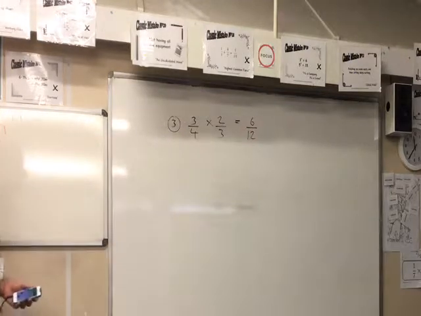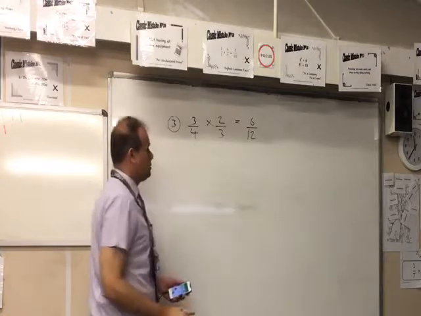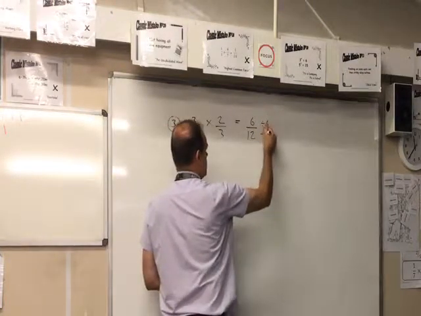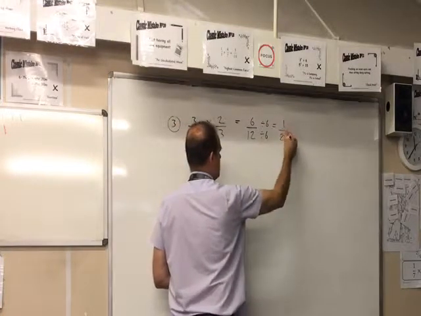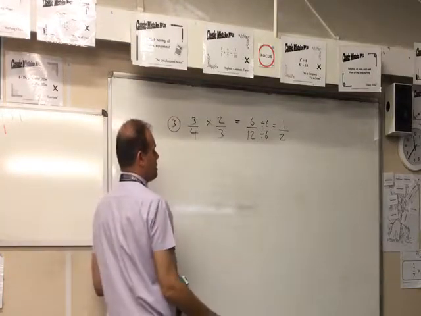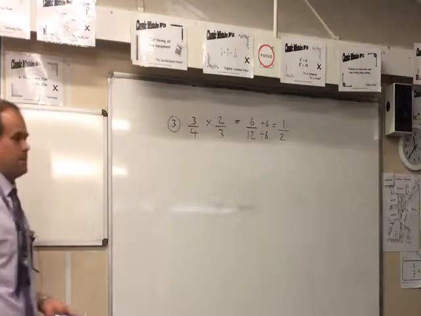Now that actually can be cancelled down. If you're very good at your times tables, you should be able to see that 6 and 12 are both in the 6 times table. In other words, multiples of 6, so I can divide by 6, 6 into 6 goes once, 6 into 12 goes 2, and then it's a half. You could have spotted that because it's one of those common fractions. If you double 6, which is 12, obviously it's half of it, so you could spot that very quickly.